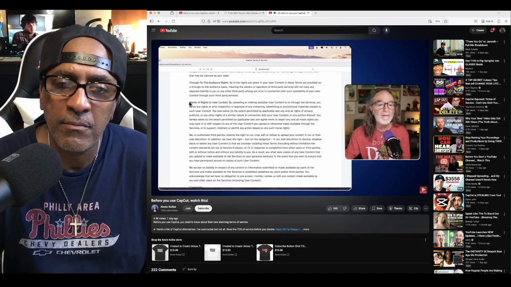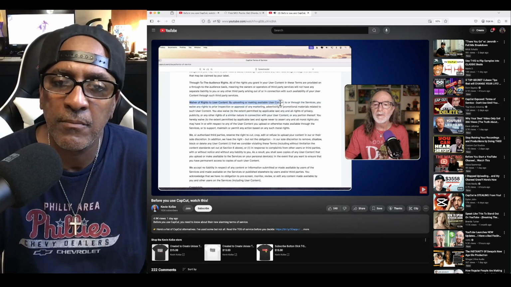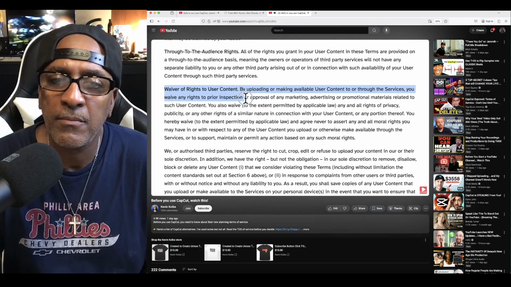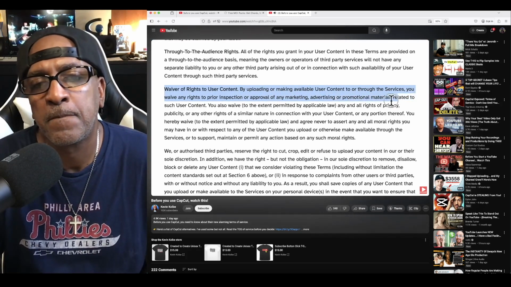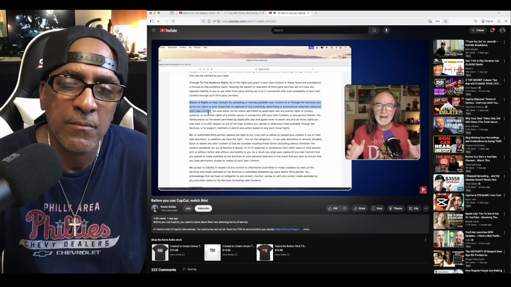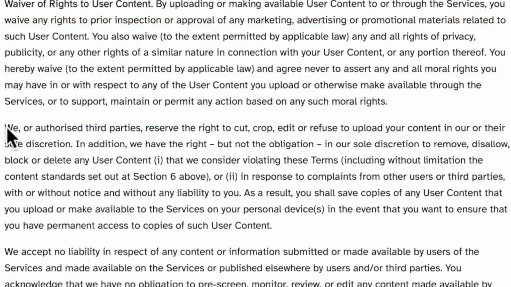This is the other one. Waiver of rights to user content. By uploading or making available user content to or through the services, you waive any right to prior inspection or approval of any marketing, advertising, or promotional materials related to such user content. That means if they decide to use anything you've done, you've waived the right. We or authorized third parties reserve the right to cut, crop, edit, or reuse or upload your content in our sole discretion.